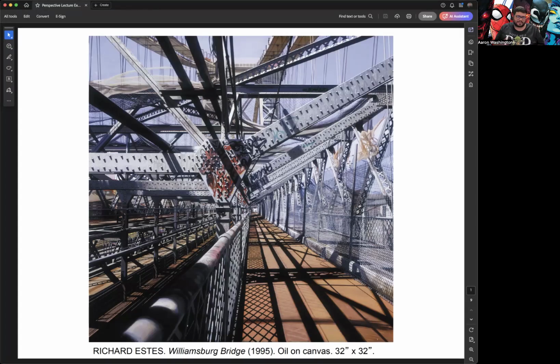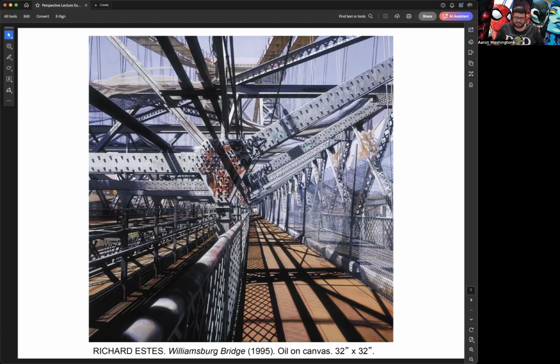So this document here, all these different slides will be posted in the module separately. But here, by the way, is an oil painting, quite amazing. It looks like a photograph almost, but this is a marvelous painting by Richard Estes. And this is a beautiful perspective shot on the Williamsburg Bridge.